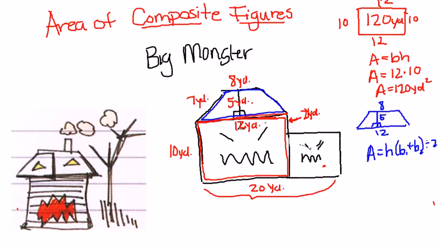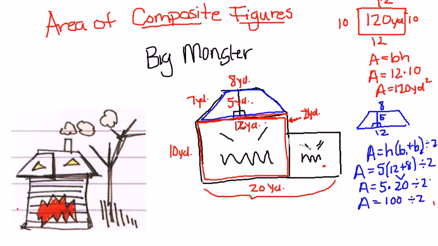So if I plug in my numbers, we'll do that now. My height is 5. My base 1 is 12 plus 8, all divided by 2. Snow cones, or PEMDAS, tells us to do the 12 plus 8 first. So I bring everything else down, divided by 2. Okay, area is going to equal 100, divided by 2. So the area of my trapezoid is 50 yards squared.